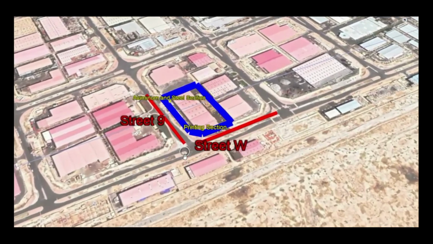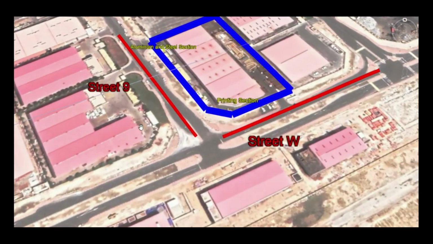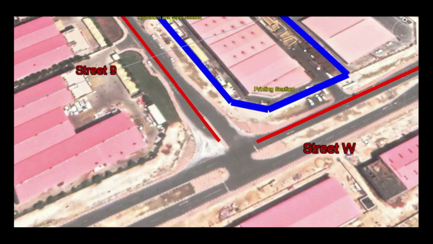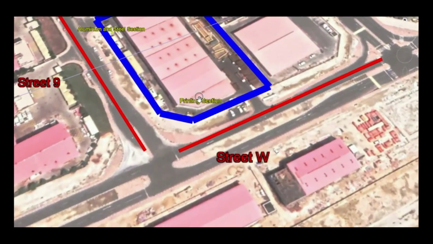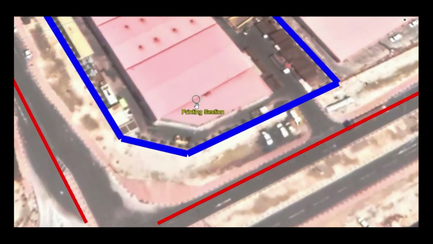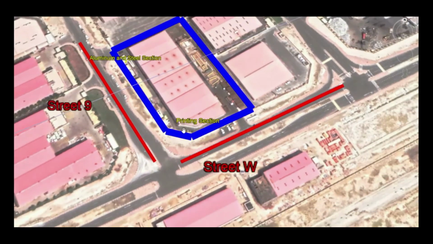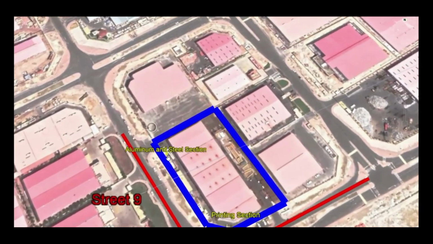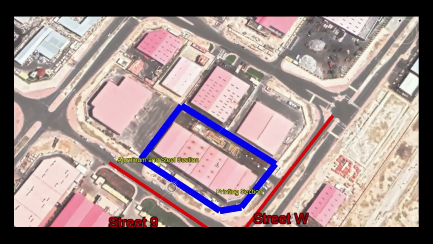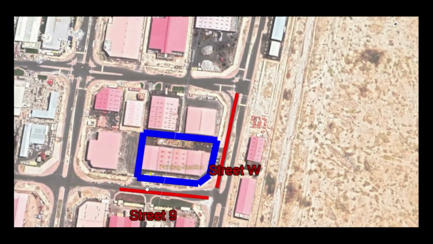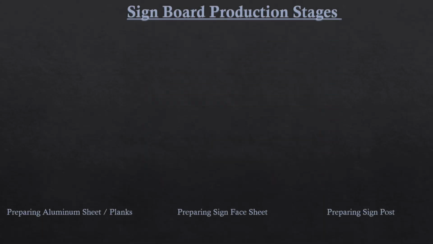QATAR factory is located in the new industrial area, at the intersection of Street W with Street 9. And it consists of two main parts. The first is the printing section, and the second is the aluminum and steel section. Signboard production stages.